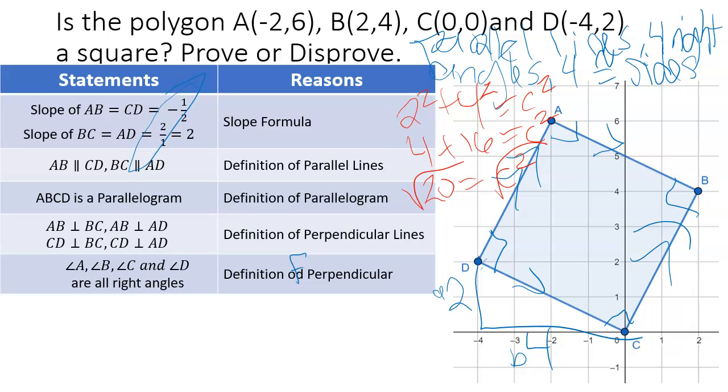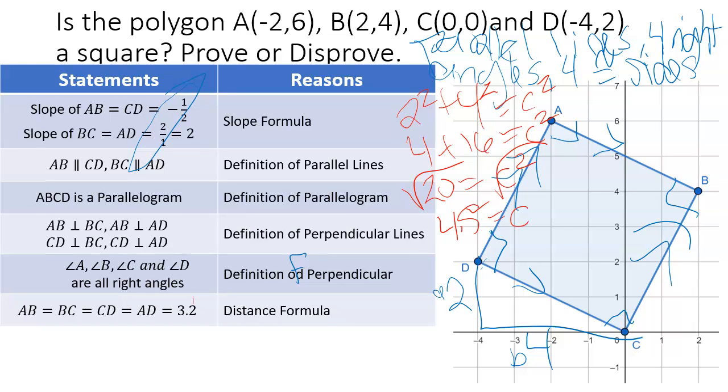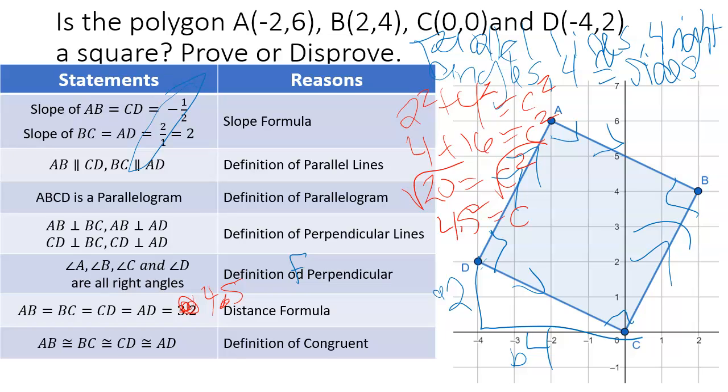Okay. Now I need to get rid of my squared, so I take the square root. Square root of 20 is 4.5 equals C. So then I made a mistake here. Instead of 3.2, that should be 4.5. So all my side lengths are the same, and it's by the distance formula. Now that I know all my side lengths are the same, I can say they're all congruent. And then finally, I need to say what the shape is. It has parallel lines, it has 4 right angles, 4 congruent sides. That makes this a square by definition of square.